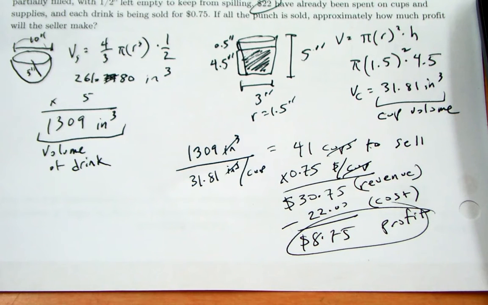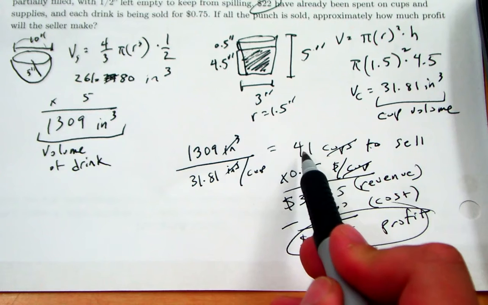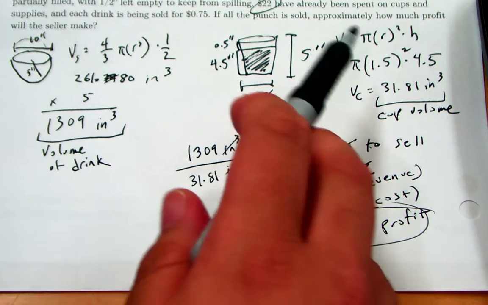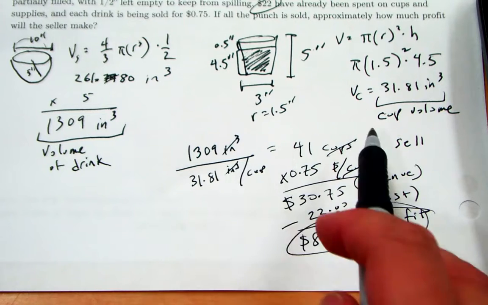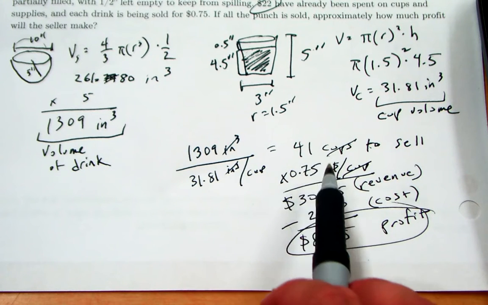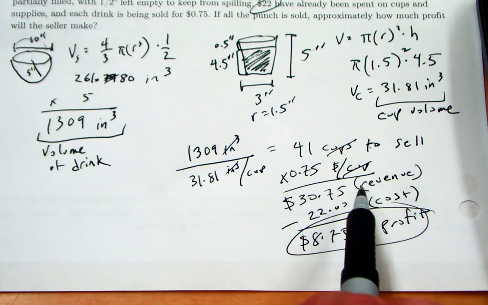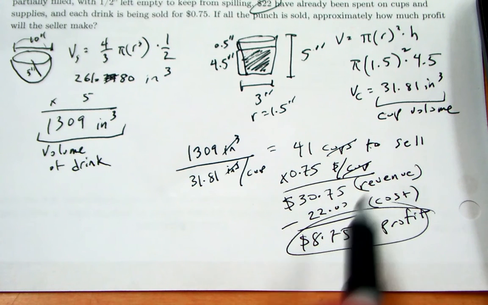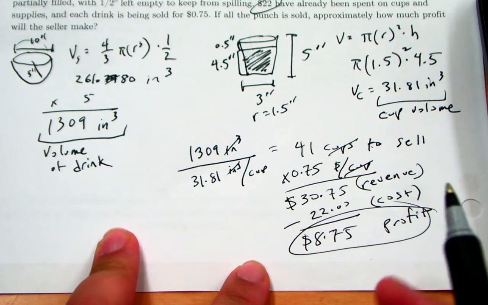So a lot to take in there. We're finding the number of cups, which we've done problems like that before. You find the volume of your container, you find the volume of your distribution, you divide them to find the number of distributions, or number of cups. Each cup is being sold for a certain amount, and then you take away your cost from your revenue to figure out how much you actually made in profit, which would simply be the difference in this problem, $8.75.